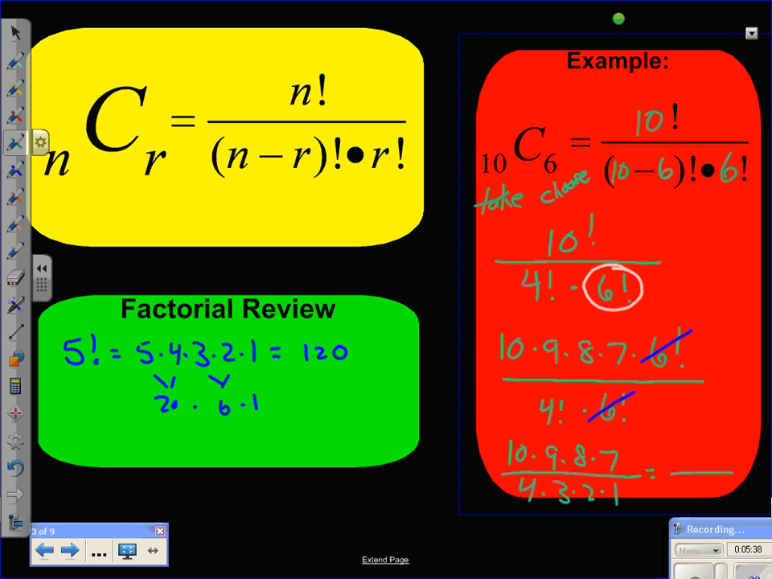Well, 4 times 3 times 2 times 1 is 24. And when we multiply out 10 times 9 times 8 times 7, that gives us 5,040. And when we divide that, we will get 210. So we have 210 combinations when we take 10 items and choose 6 of them to put together. Now remember, there's going to be no overlap there. Order does not matter.